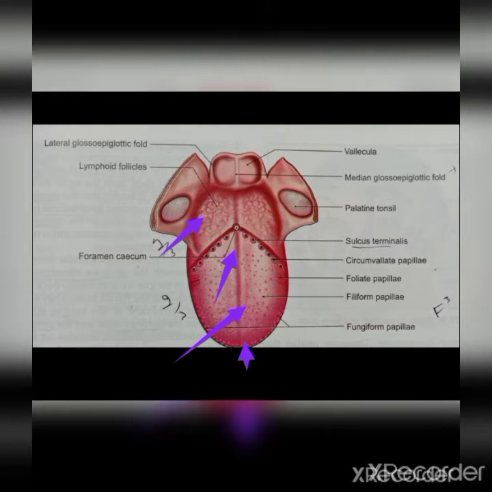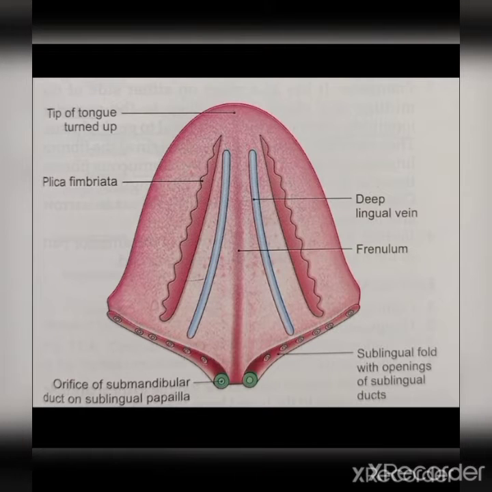cecum. The foramen cecum represents the site from which the thyroid diverticulum grows down in the embryo. Friends, you have to remember this point, that the foramen cecum represents the site from which the thyroid diverticulum grows down into the embryo.